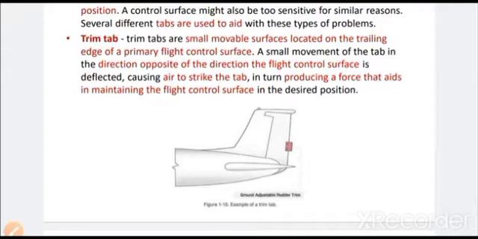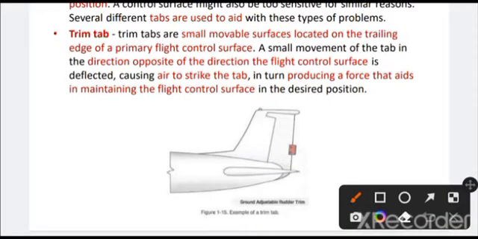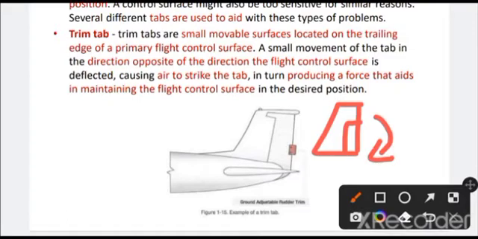So depending on which side we are trying to move our primary control surface, according to that we have to put the tab in the opposite direction. Let's say this is the control surface and there is a tab like this, a part of it. If we have to turn this either in the right direction or in the left direction, then this tab has to be moved in the opposite direction.